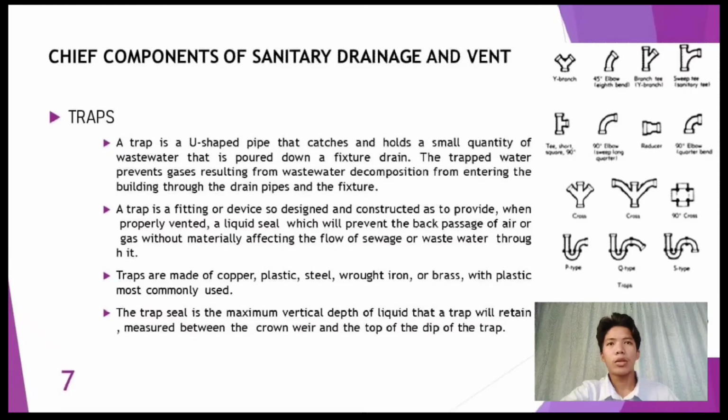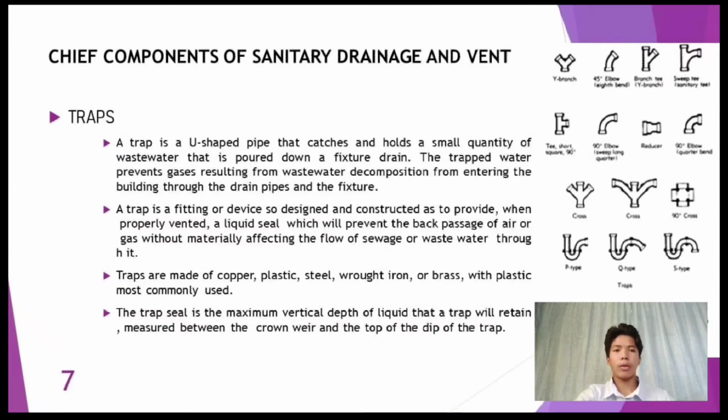Ayan. So, chief components of sanitary drainage and vents. First is yung mga traps. A trap is a U-shaped pipe that catches and holds a small quantity of wastewater. A trap is a fitting or device so designed and constructed as to provide, when properly vented, a liquid seal which will prevent the back passage of air or gases without materially affecting the flow of sewage or wastewater through it. Sabi ganun. So, yung mga traps na to, ito pala yung mga tumutulong sa pag-hold ng small amount of water.